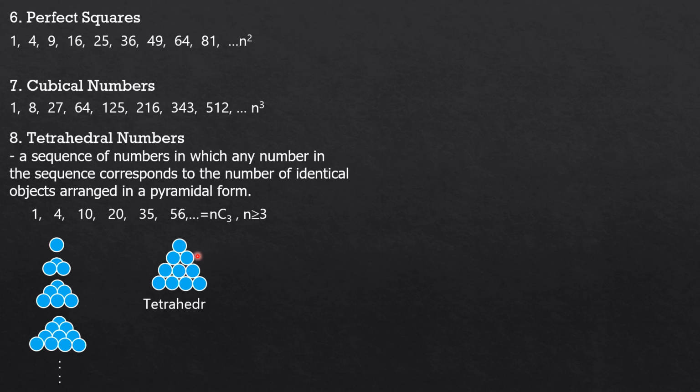Then followed by 3. So 1, 3, then 6, then 10. Next is 15. Take note that these are triangular numbers: 1, 3, 6, 10, 15, 21, 28, 36, 45, and so on and so forth.